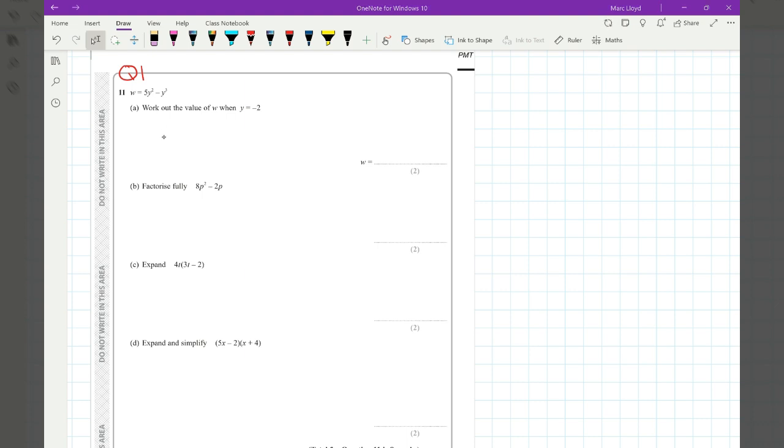So we've got 5 lots of -2 squared, take away -2 cubed. So -2 squared is 4, because a minus times a minus is a positive. And then the 4 times the 5 gives us 20. -2 times -2 is 4, and then times 4 by -2 gives us -8. So it's minus 8, and that should give us +8, and therefore w will equal 28.